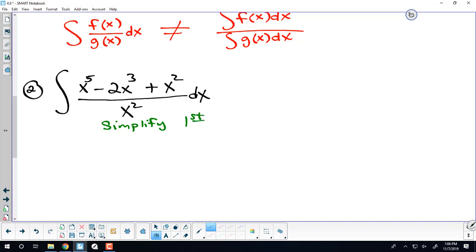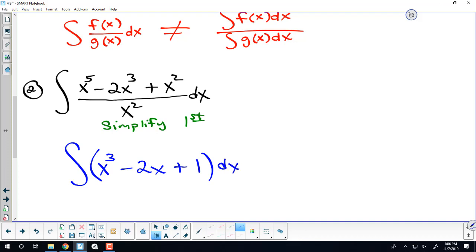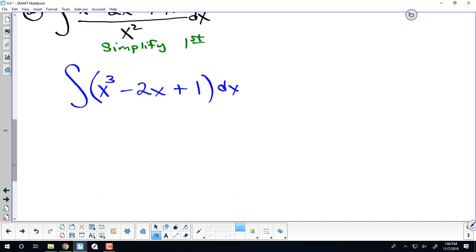And rewrite this as each term in the numerator divided by x squared. So we have x to the 5th divided by x squared, minus 2x cubed divided by x squared, and we have x squared divided by x squared. So that's what our function simplifies to, and that's what we'll take the antiderivative of, because we have a rule for all of those terms separated with addition, subtraction, multiplication by a constant.